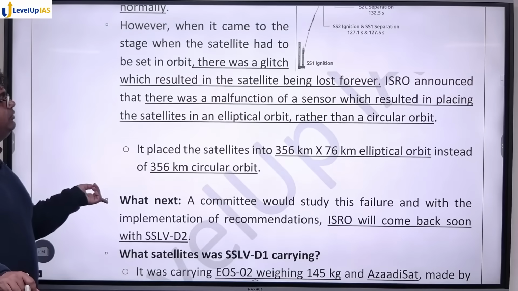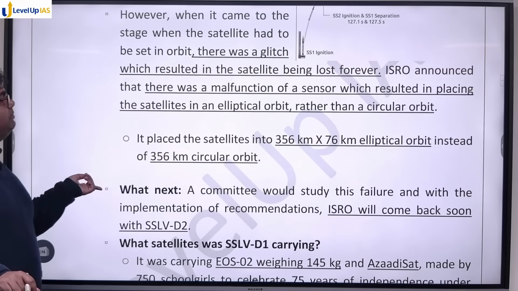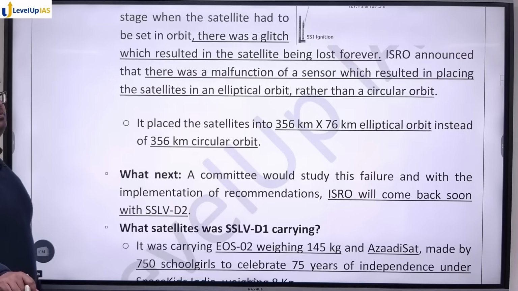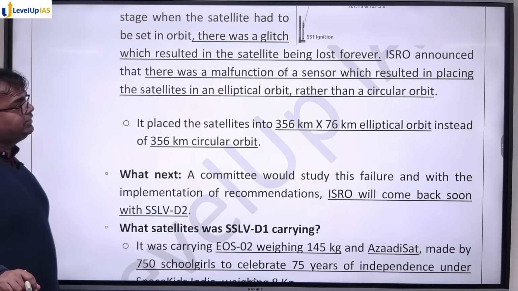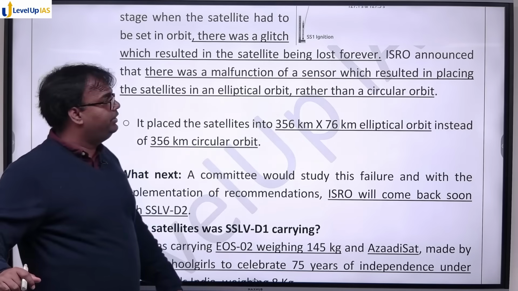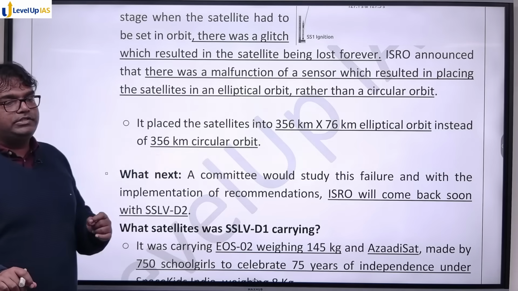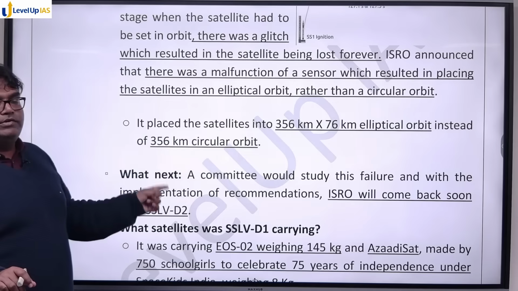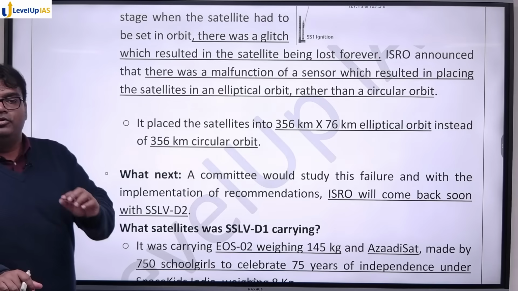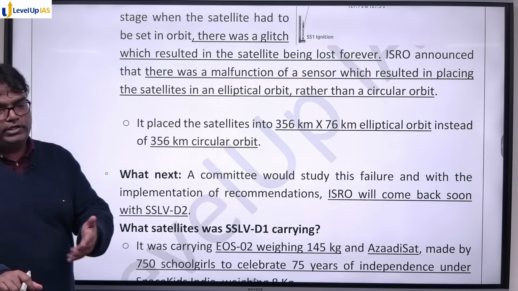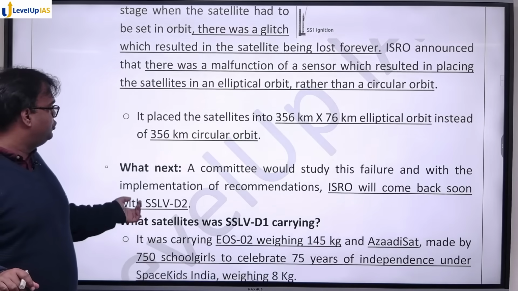ISRO announced that there was a malfunction of a sensor which resulted in placing the satellite in an elliptical orbit rather than in a circular orbit. It placed the satellite in a 356 km by 76 km elliptical orbit instead of a 356 km circular orbit. Now it has been placed in that elliptical orbit. Now look, at 76 km, so close to the Earth, its speed will slow down, it will eventually fall and get destroyed. What next?